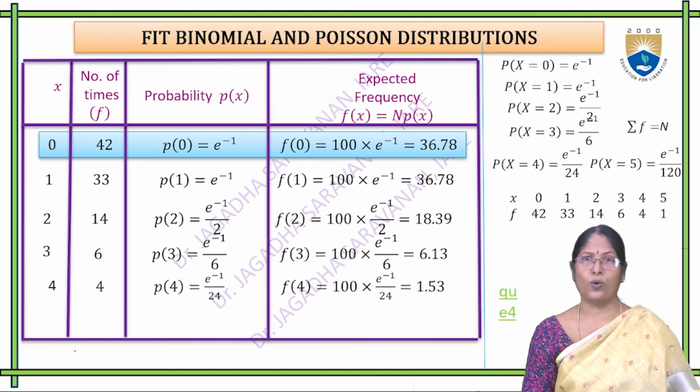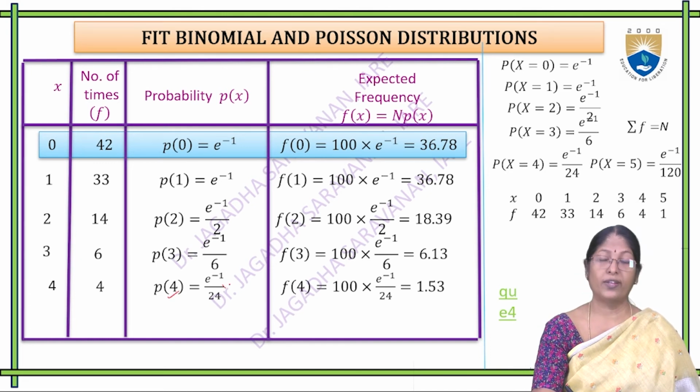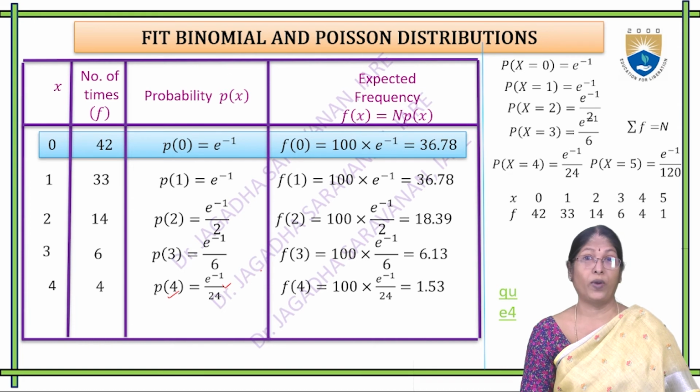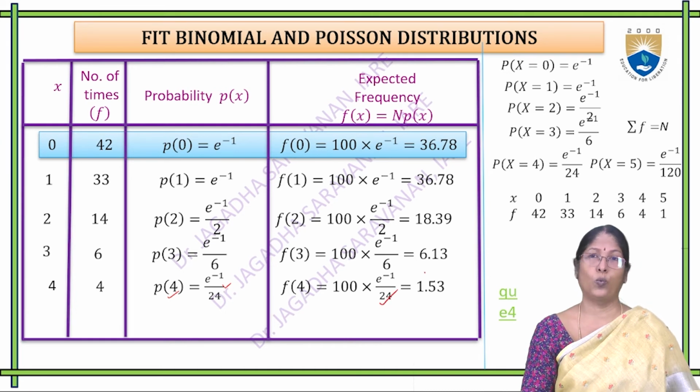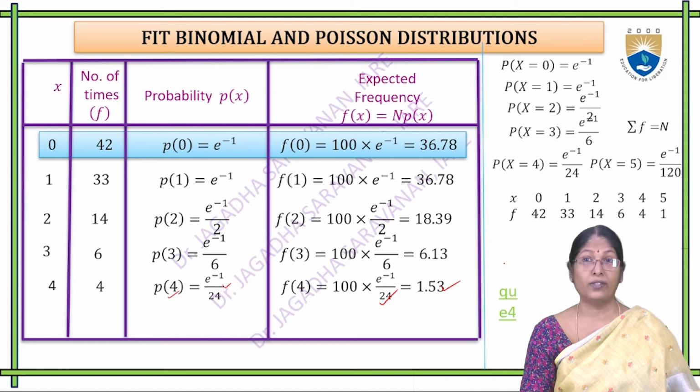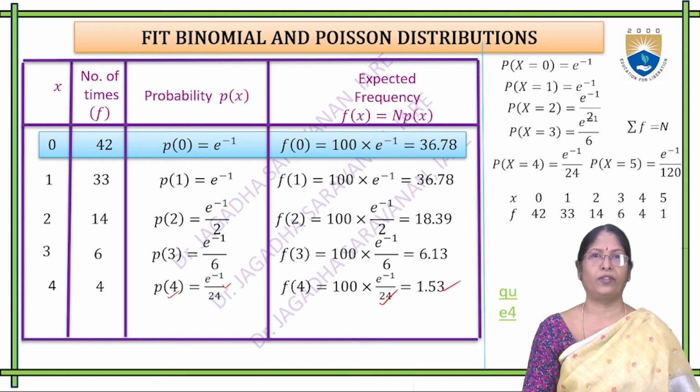So if it is 4, the p of 4 is nothing but e power minus 1 by 24. So what about f of 4? F of 4 is nothing but p of 4 multiplied by 100. So we obtained the result 1.53.